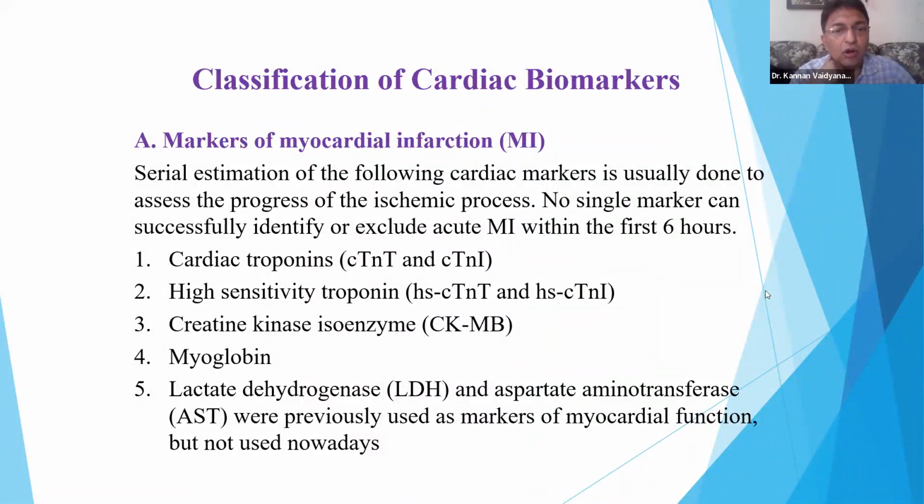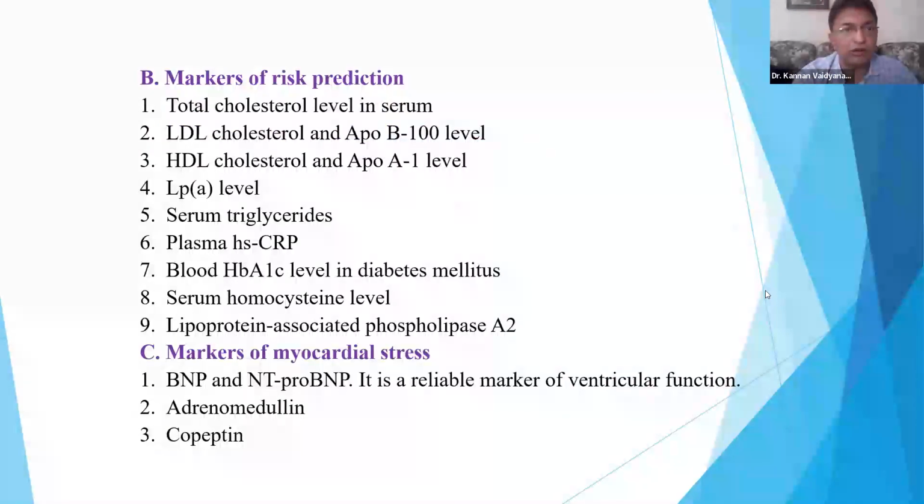Now, these include the cardiac troponins. We have 3 cardiac troponins, but 2 of them, cardiac troponin T and cardiac troponin I, are widely used as myocardial infarction markers. Then the second one is the high sensitivity troponin, hs-TnT and hs-TnI. Then you have the creatine kinase isoenzyme, the CK-MB isoenzyme. These are the most important among the biomarkers which can be used as myocardial infarction markers. In addition, we'll talk briefly about myoglobin. In earlier times, we also used lactate dehydrogenase and aspartate aminotransferase, but LDH and AST are no longer used in the current context. They are just of historical importance.